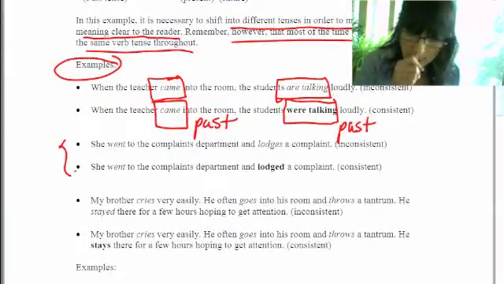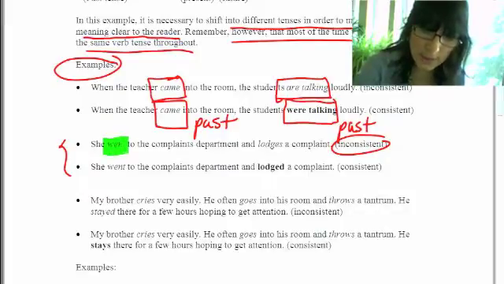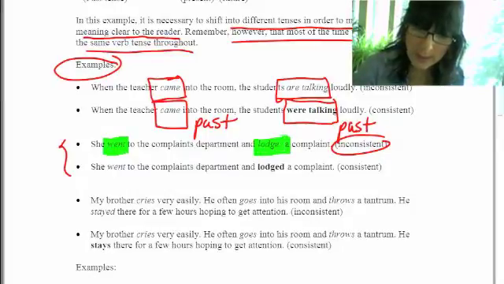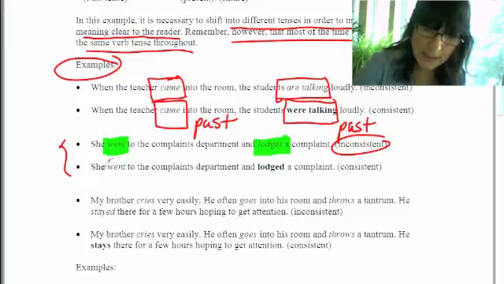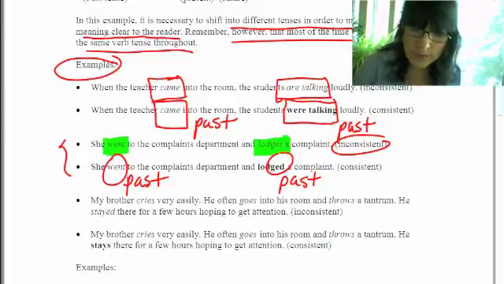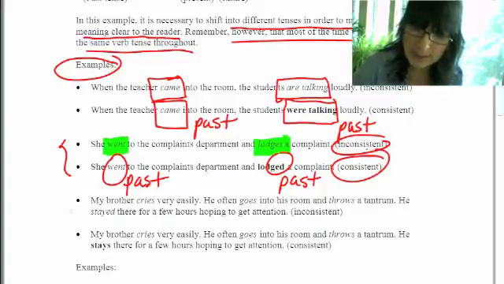Let's look at this next group of sentences. She went to the complaints department and lodges a complaint. All right, let's look at why it's inconsistent. She went means in the past. She did that maybe yesterday or last week, went to the complaints department, and now you're saying lodges in the present tense. Incorrect use of the verbs. You're inconsistent here. So you could put them both in the past tense and say, she went to the complaints department and she lodged a complaint. Both in the past, making it consistent. Or you could do both in the present. She goes to the complaints department and lodges a complaint. Again, they have to be consistent.